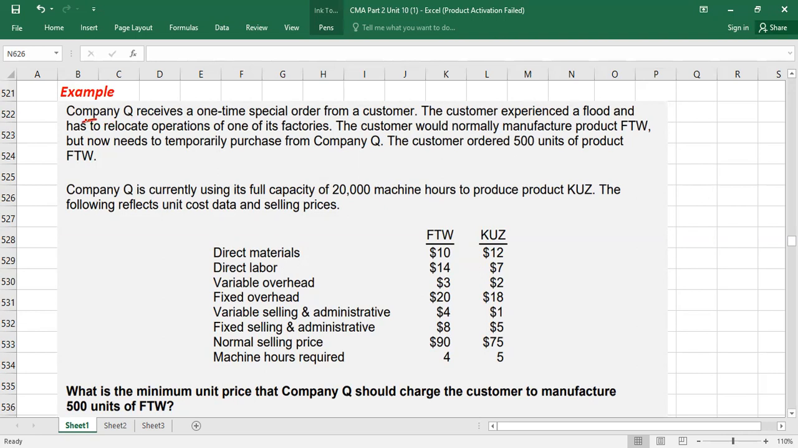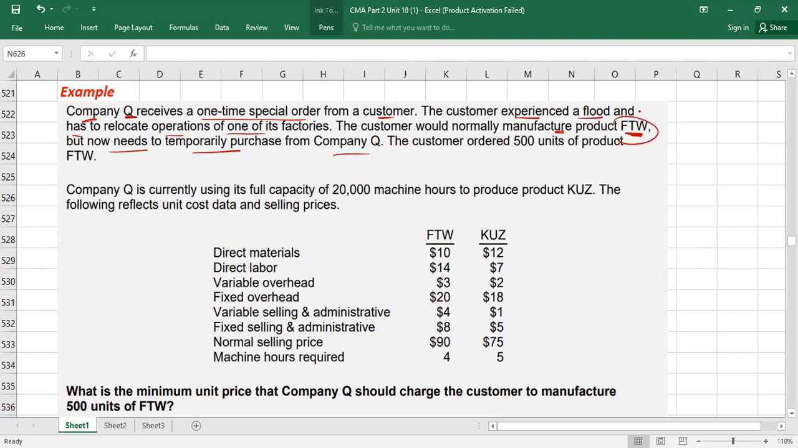They're telling you about company Q. For example, company Q receives a one-time special order from a customer. The customer experienced a flood and has to relocate operations of one of its factories. The customer would normally manufacture product FTW, but now needs to temporarily purchase from company Q. So what they are trying to tell you is that the customer is going to order this product FTW.